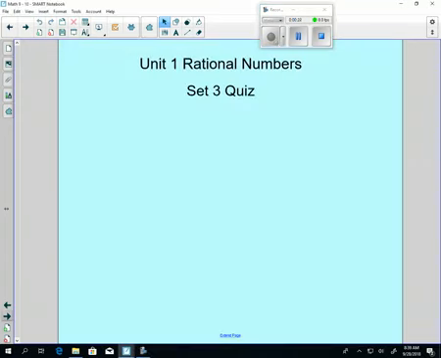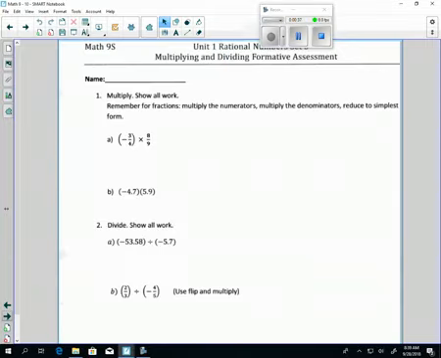Today we're just going to do a short little quiz on set 3, and before we do that, the quiz will be on multiplying and dividing rational numbers and order of operations using BEDMAS, but we'll do a quick review first. So I'm just going to start off by going over a little formative assessment. This one doesn't count. This one here is just for practice. You can follow along.